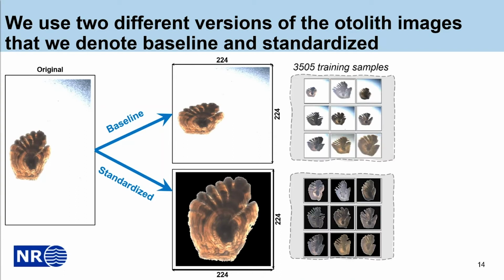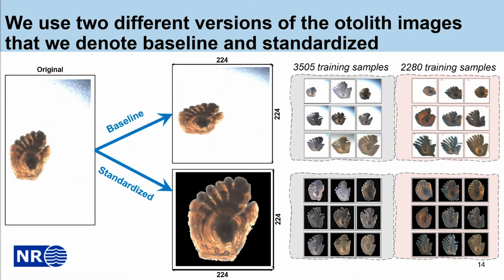So we used 3,505 training samples in the source domain and a little bit less in the target domain, 2,280 training samples. We also use a small validation set of images to choose hyperparameters for our models. And once we were happy with our model, we decided to train it for 5 different runs with exactly the same hyperparameters, and we reported the results on a target test dataset.